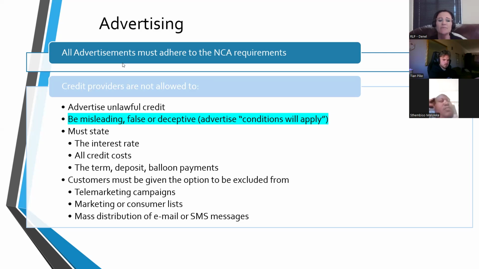And then customers must be given the option to be excluded from telemarketing campaigns, marketing or consumer lists, or the mass distribution of email or SMS messages. So basically, if your client says, I don't want to receive any ads from you, you have to make a note of that request.